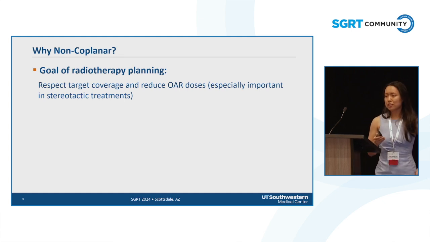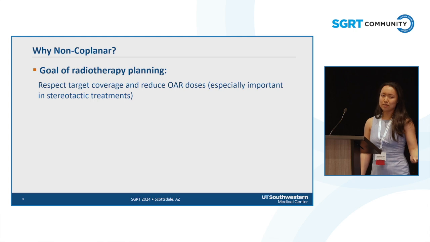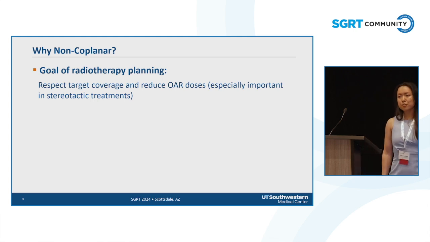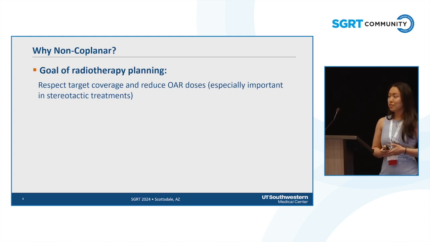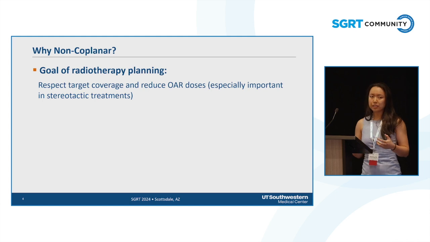So first of all, the goal of radiation therapy planning, to summarize in one sentence, is pretty simple. Essentially, you want to respect target coverage while at the same time reducing the OAR doses. This is especially important in stereotactic treatment planning because we're giving most often a very high fractional dose, and we want to make sure the surrounding OARs are doing fine.